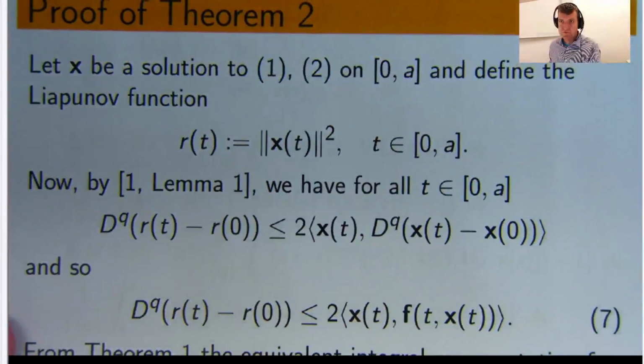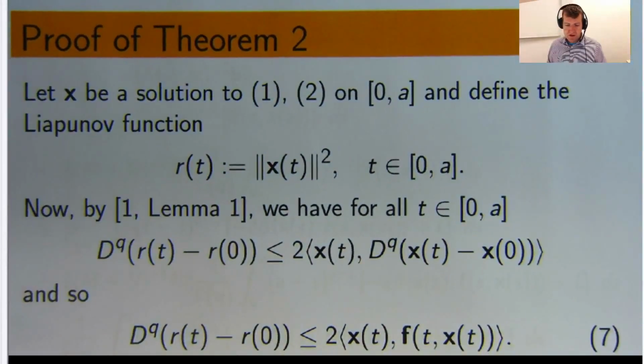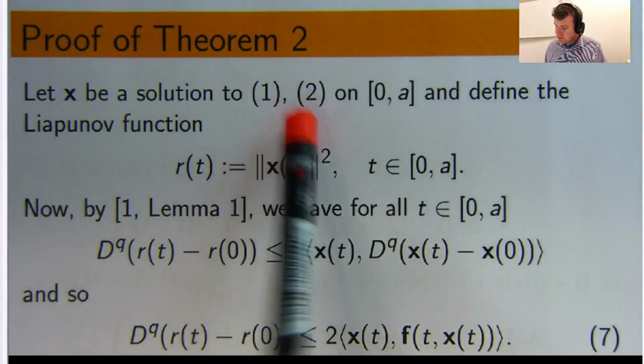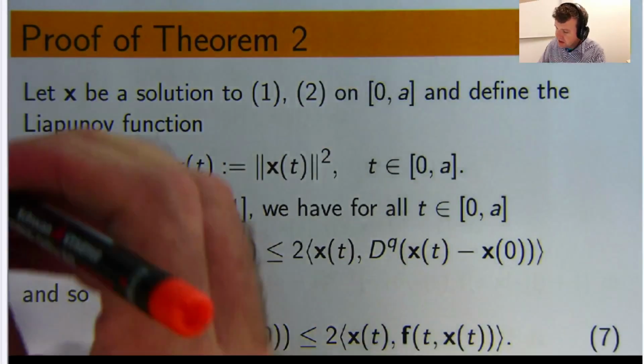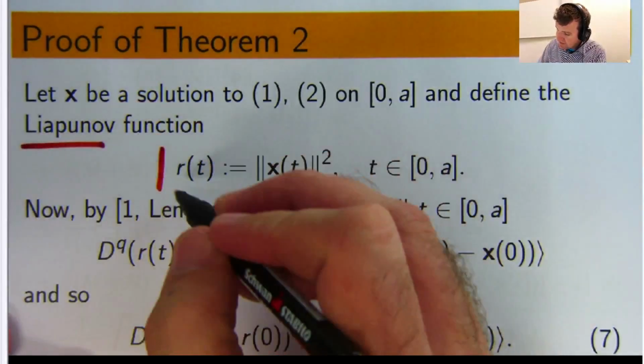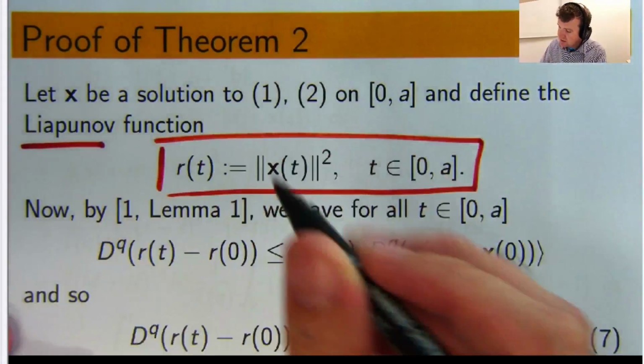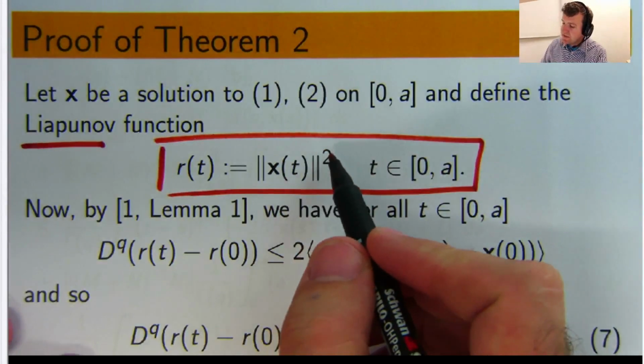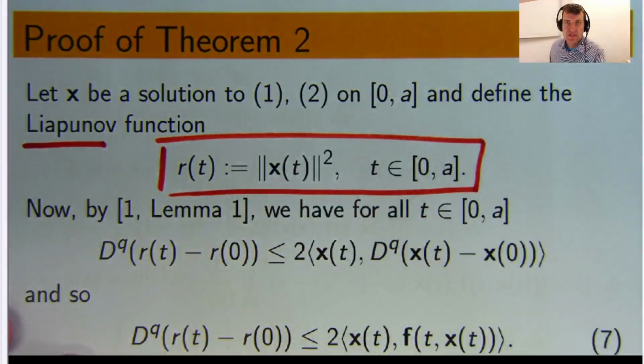So let's do the proof. Okay, so proof. All right. So let x be a solution to our original problem, and we're going to define a Lyapunov function by looking at the square of the norm of x of t.